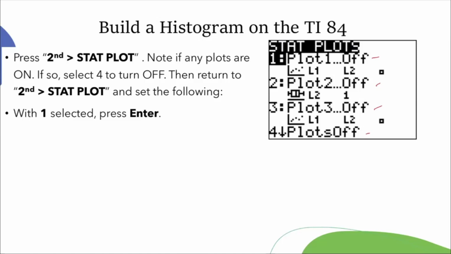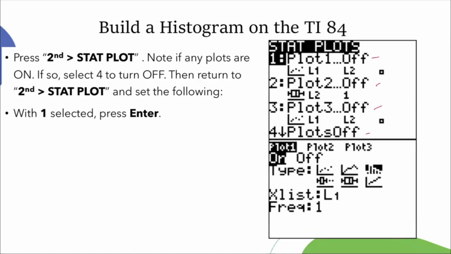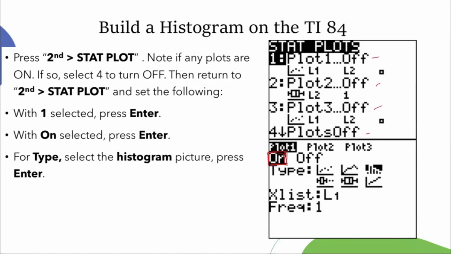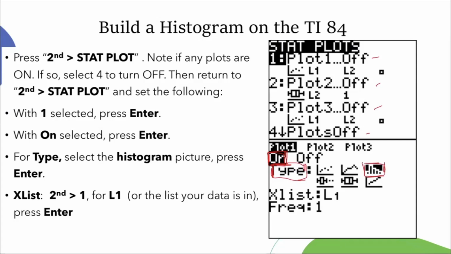So let's start together and then we'll turn on the first one together. So we're going to highlight number 1 and press enter, turn it on. When you hit enter, you have the option of turning it on. So you're going to hover over or put your cursor on, and then press enter. Then you're going to go down to type, put your cursor using the down arrow to type, and choose the picture of the histogram and select enter. Then use your down arrow again, go down to X list and make sure that this says L1 or wherever your data is, and then frequency stays as 1.